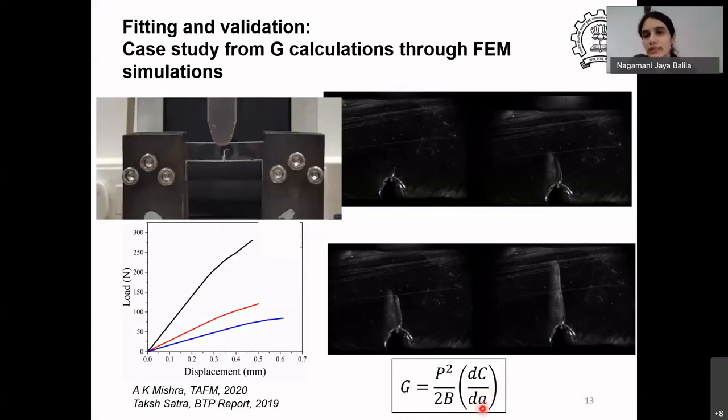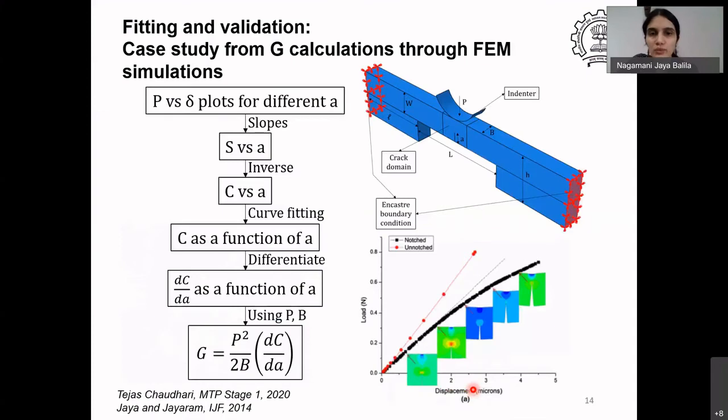But we don't know how it is increasing. What is the function dependence on crack length? So we want to find out that first. In order to do that, we can do the experiment, of course, but it is far easier to do a simulation, which is done through a finite element code. Now, finite element code or simulation comes with its own errors. We will talk about it in a while.